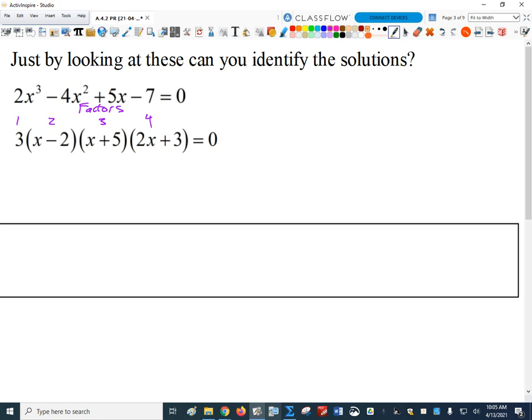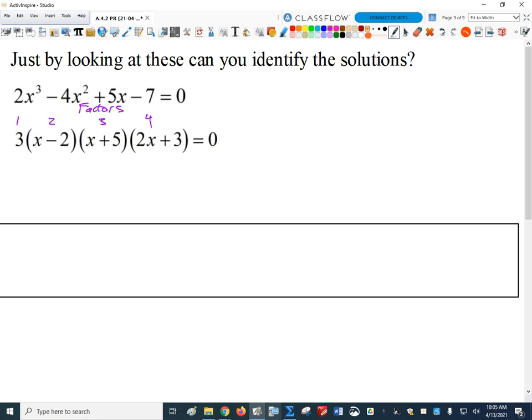So the only way that the product of those 4 factors could be 0 is when one or more of the factors are equal to 0, right? Well, the 3 can never equal 0, 3 is 3. That's a constant. There's no value of x that's ever going to make the 3 equal 0. But each of these other factors all have a variable in them, right? So we should be able to choose the value of x that's going to make each of those other three factors become 0, right?